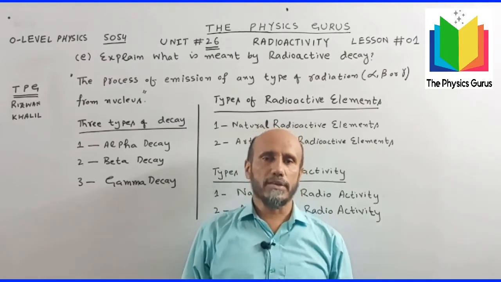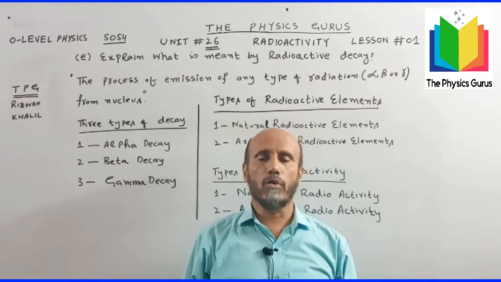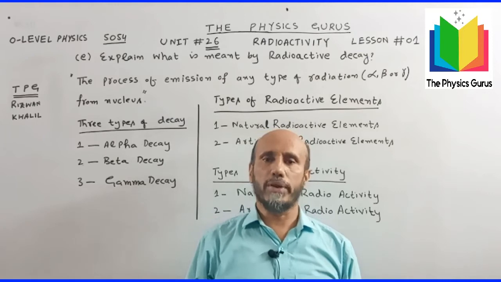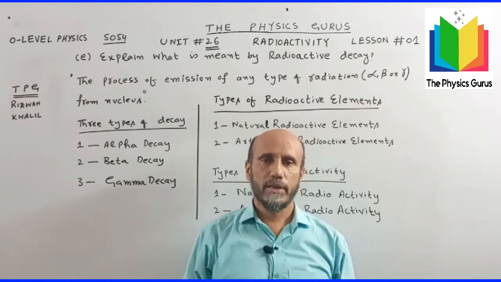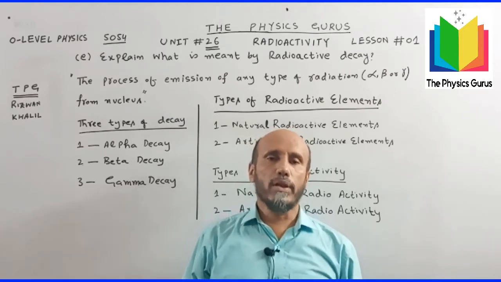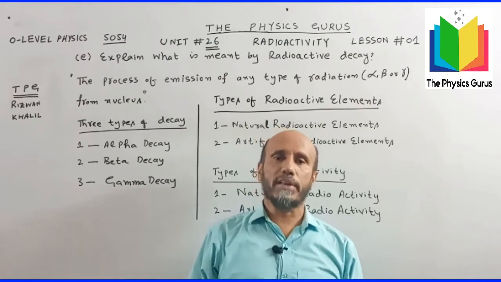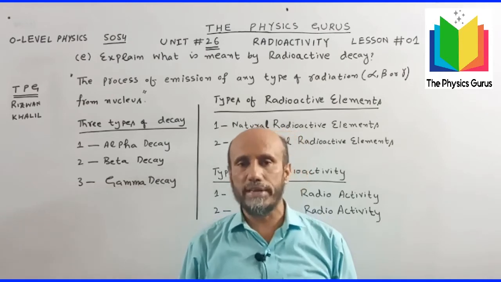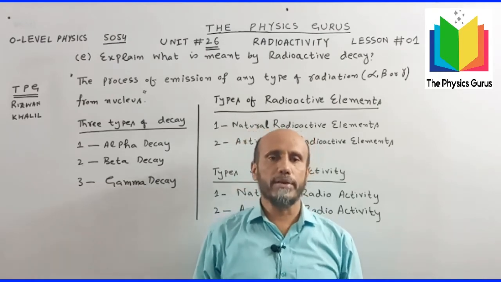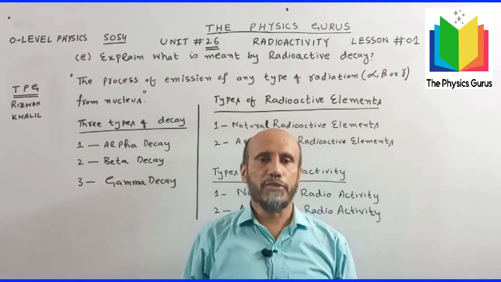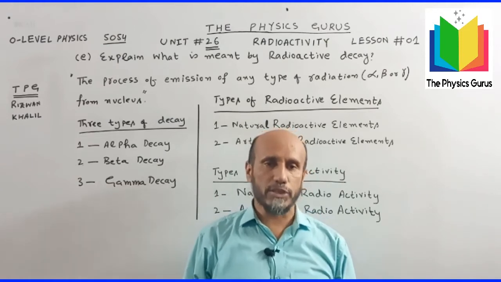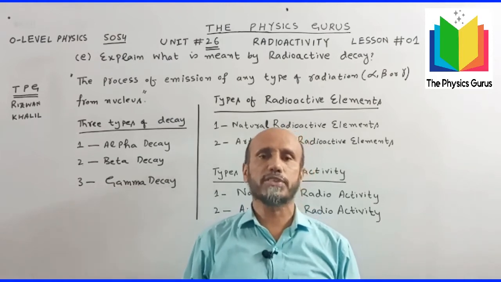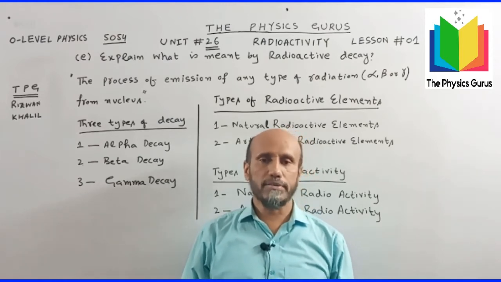Today we will start another unit of O-Level Physics 5054. The unit is unit number 26, radioactivity. In this unit, we will learn different concepts: how many types of radiations there are, how we can detect those different types of radiations, what the difference is between fission and fusion reactions, what background radiation is, what half-life is, and carbon dating and the formation of stars. So let's start this unit.